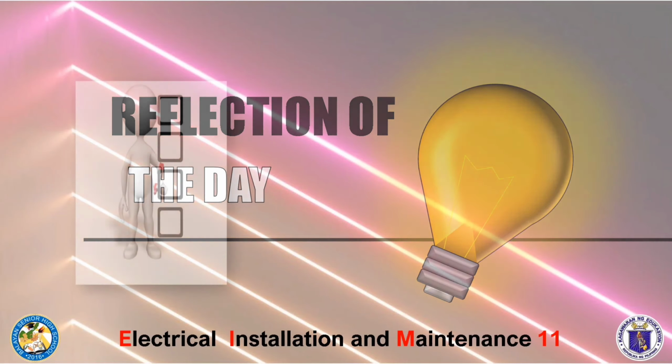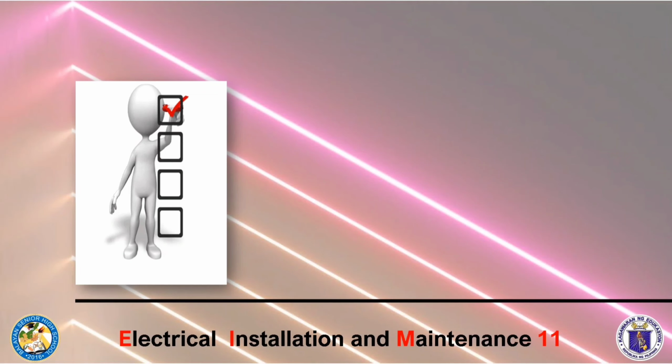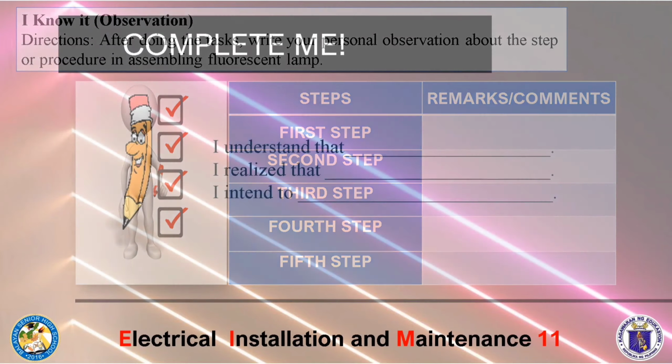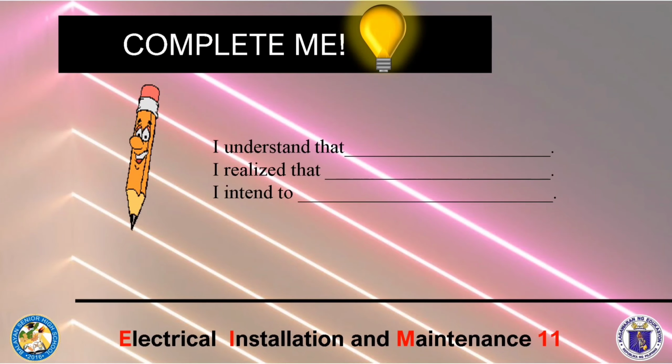And for your last activity, you are going to write your personal observation about the step or procedure in assembling a fluorescent lamp. And last is to complete the following sentences.